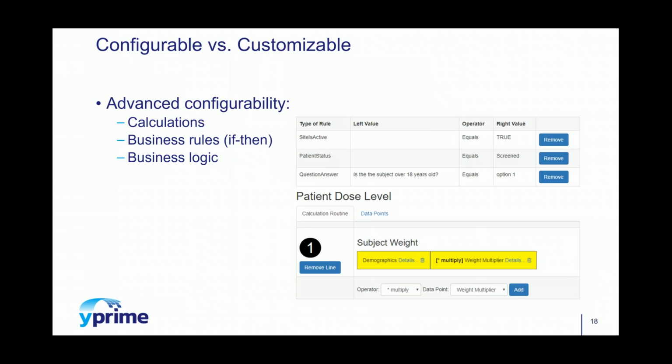As an example, if the site active equals true, if the patient status equals screened, and if the question "is the subject over 18 years old" equals option 1, and in this case we can assume option 1 equals yes. If all three of these ifs return true, then this subject is eligible for randomization. This type of configuration allows us to go beyond what previous configuration had allowed for.